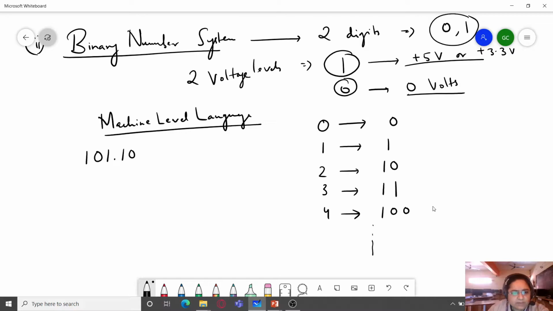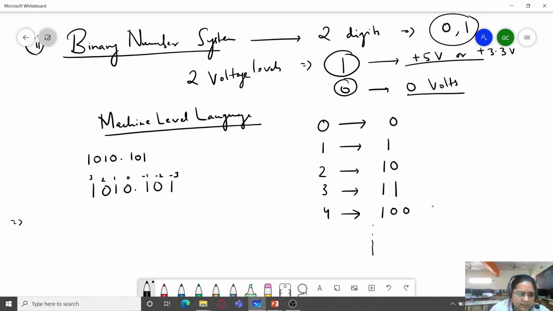So any binary number, if I take, for example, 1010.101, which is a binary number, here also we'll be working with place values. So 0, 1, 2, 3, these are the individual weights assigned to each of the digits. And then this number can be converted to a decimal number by using this representation.